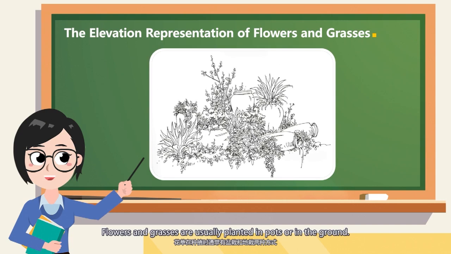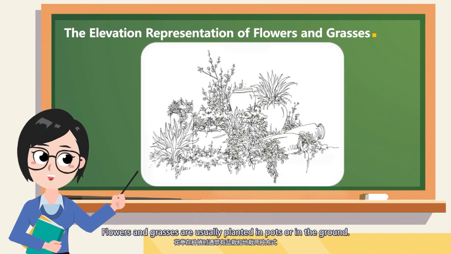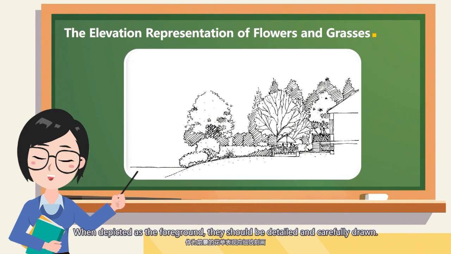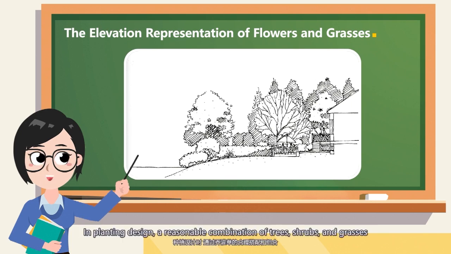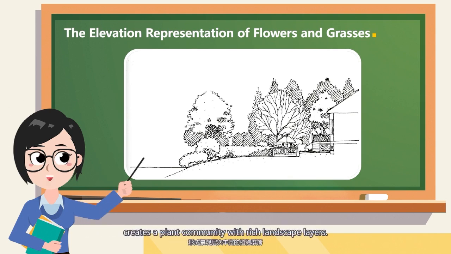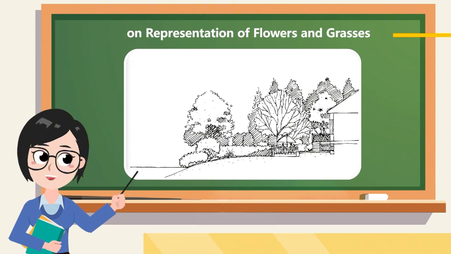Flowers and grasses are usually planted in pots or in the ground. When depicted as the foreground, they should be detailed and carefully drawn. In planting design, a reasonable combination of trees, shrubs, and grasses creates a plant community with rich landscape layers.